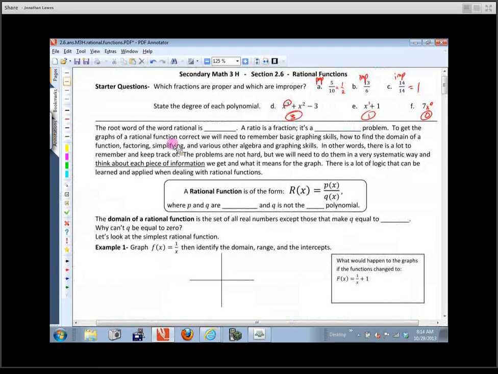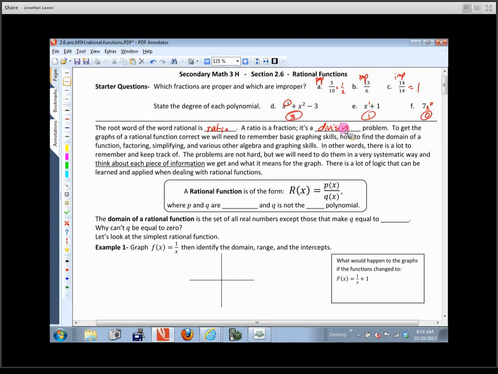Let's talk about this little paragraph that we've got right here, and let's talk about what the root word of rational is. What is the root word of rational? Ratio. And we talked about this before when we were talking about rational numbers. So a rational or a ratio is a fraction. In other words, it is a division problem. If you've got a fraction, you've got a division problem. And that's what we're dealing with today, is we're going to deal with functions that have division in them. And it's a specific type.